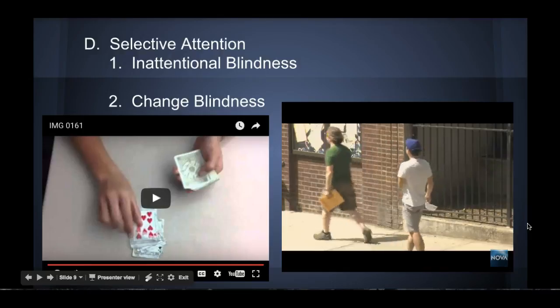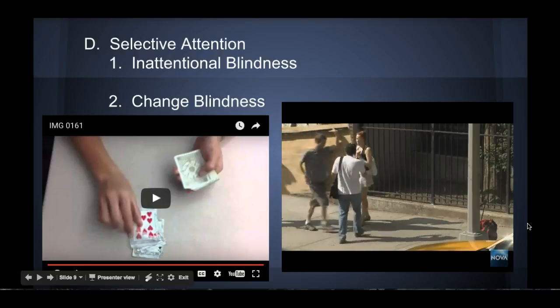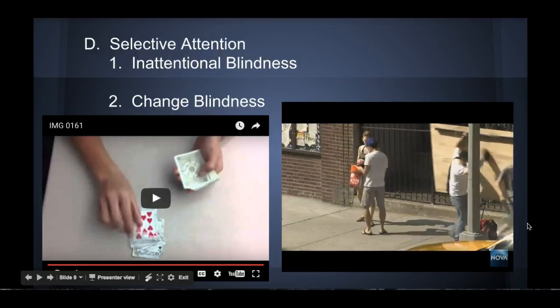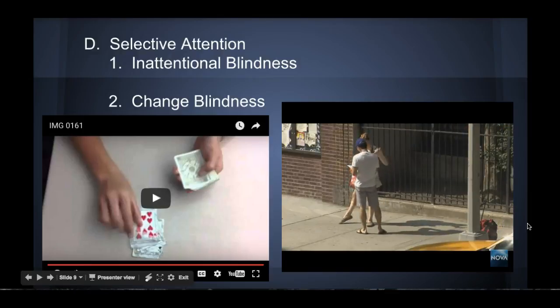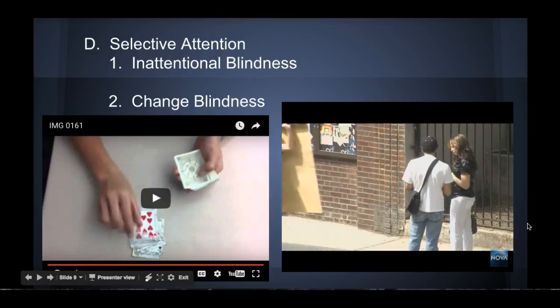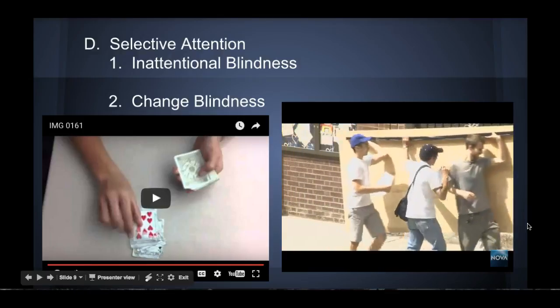We only tried the experiment 9 times, and by no means was it good science. But we were surprised 4 people didn't notice the switch. In Simons's original experiment, 7 out of 15 people didn't either.